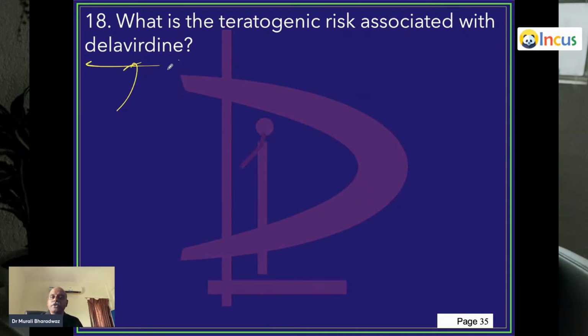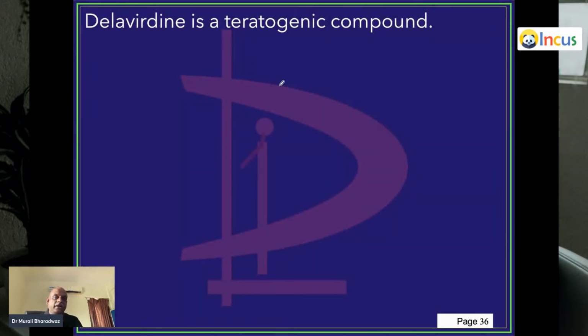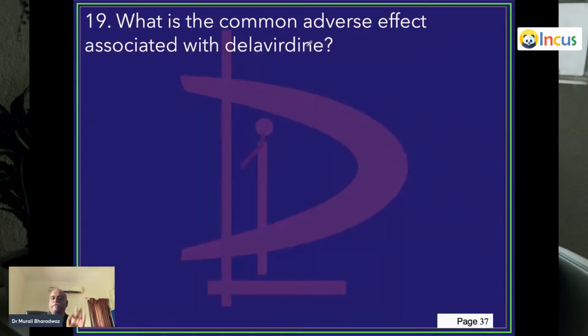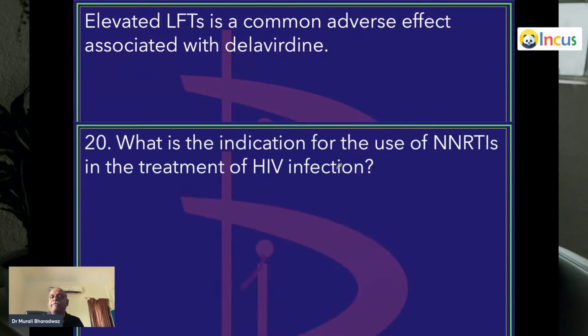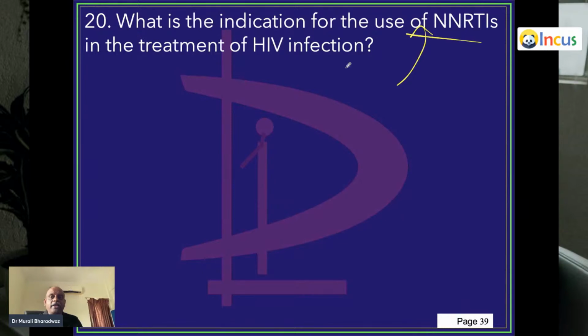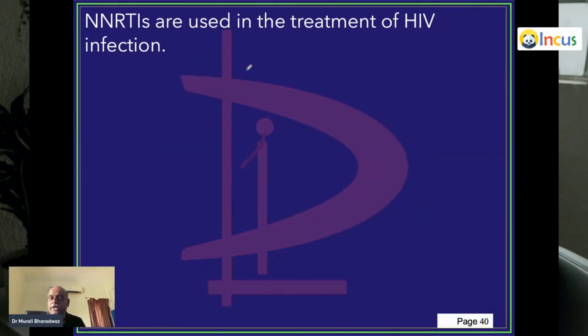What is the main teratogenic risk of delavirdine, doctor? Delavirdine is teratogenic. Please don't forget. You can never use it in a pregnant woman who is HIV positive. For pregnant women, zidovudine is very safe. What is the common side effect of delavirdine? Elevated LFTs. What is the main indication for NNRTIs whenever you are using in HIV? NNRTIs are mainly for HIV, unlike the other antiretrovirals. Some of them can be used even for HBV, HCV, etc.